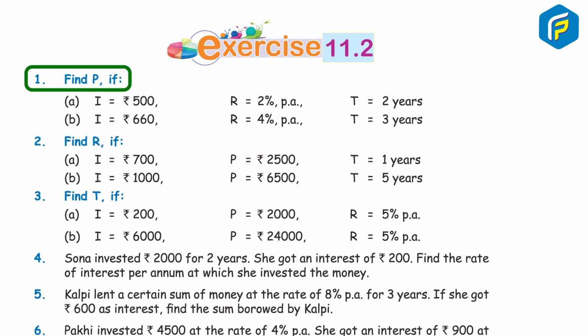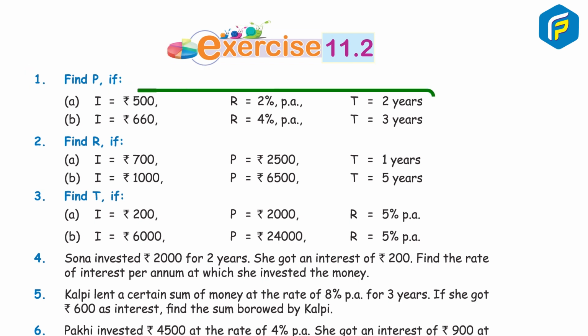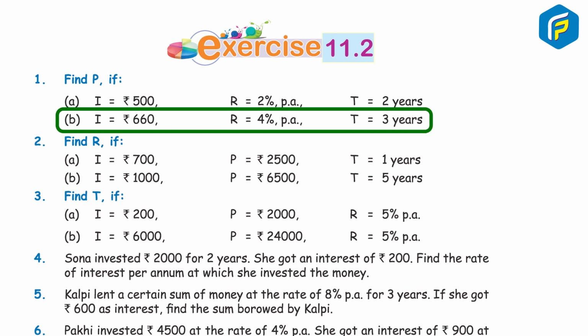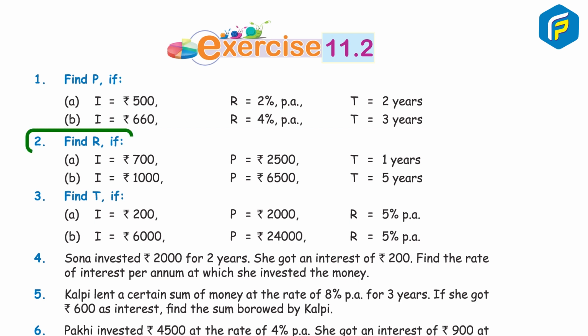Question 1. Find P if A. I equals 500 rupees, R equals 2% PA, T equals 2 years. Answer: 12,500. B. I equals rupees 660, R equals 4% PA, T equals 3 years. Answer: 5,005.